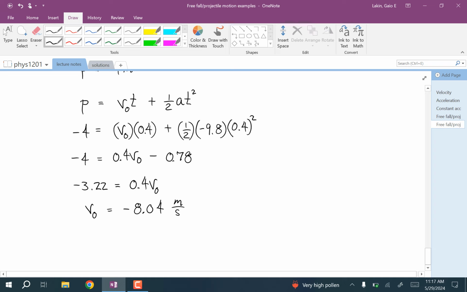The problem asks for the speed, not the velocity, and the speed then is just the positive of that velocity, the absolute value. So 8.04 meters per second is the speed that the ball is thrown down.